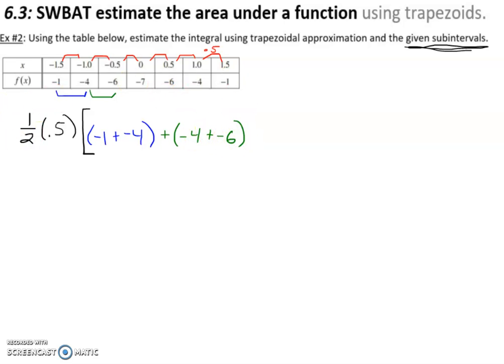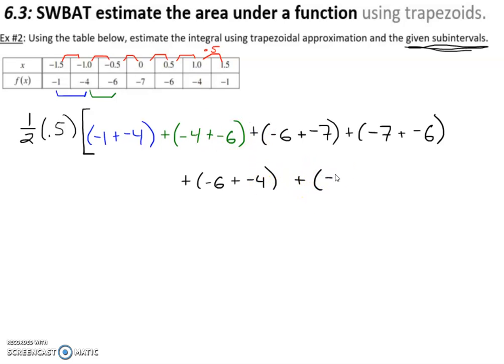Again, you notice I left the 1/2 and the 0.5 out. And all the rest I'll just do in black. The next one goes from -6 and has -7 as the other y value. The next one, -7 back to -6. The next one, -6 and -4. And then the last one, -4 and -1.